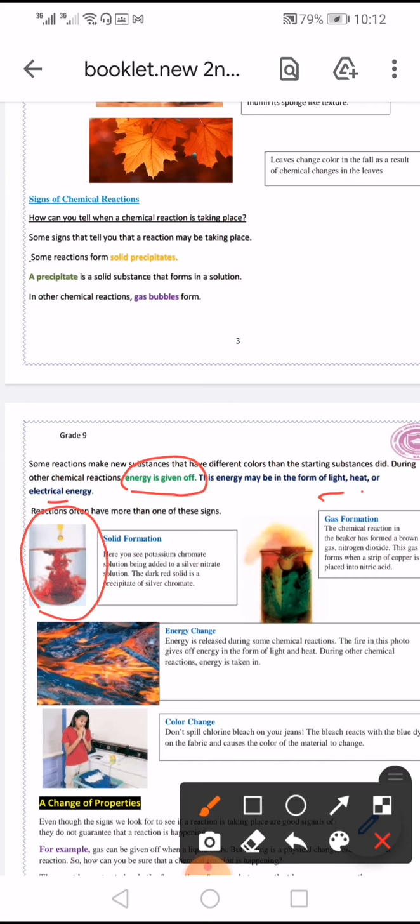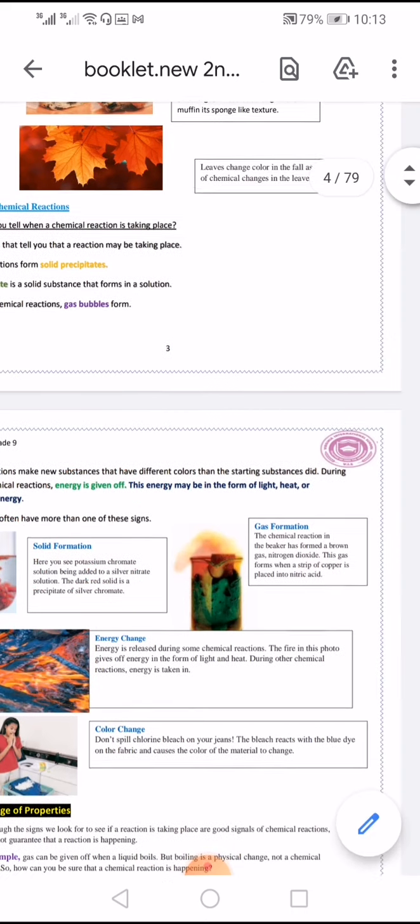Here you see a potassium chromate solution being added to silver nitrate. We have potassium chromate and silver nitrate. These two substances react together and form silver chromate. Silver chromate is a solid substance. So when silver chromate formed, a solid precipitate appeared. This is a sign of chemical reaction, a sign that silver chromate formed.